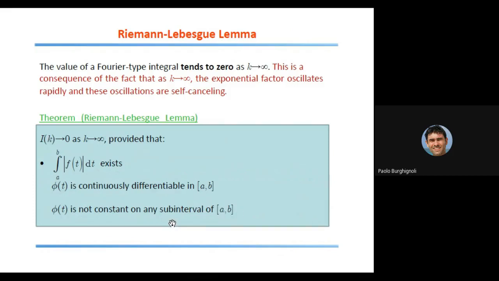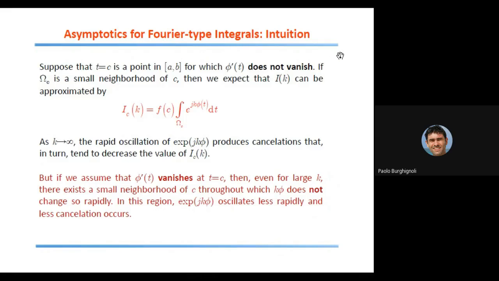Okay. Now, having said that, how to develop an asymptotic evaluation of Fourier integrals? Well, as I said, there is cancellation in the limit when k is large. So what we expect is that if you consider a point, let us call it C, in the integration domain, and if the derivative of the function phi in the exponent does not vanish at this point, then you can expect that in a small neighborhood of C, the mechanism of cancellation that I mentioned before occurs. And so that neighborhood does not contribute much to the value of the integral.